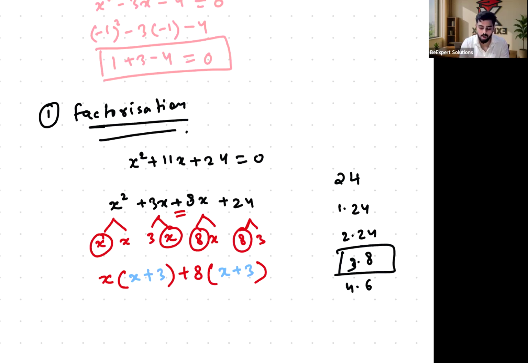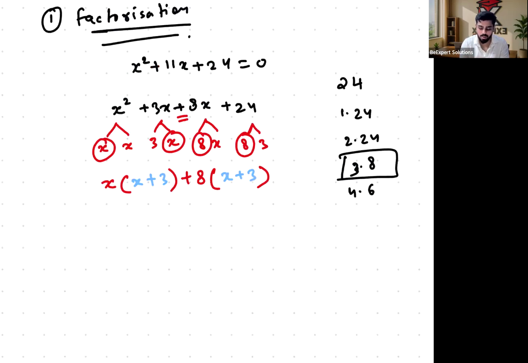Now you take the common factor, x plus 3, and you can see x plus 3 is common. So you write down x plus 3 as one factor and then another one is x plus 8, which is left over. So these are the two factors, and obviously you put them equals to 0, because this is an equation, and you get this part.